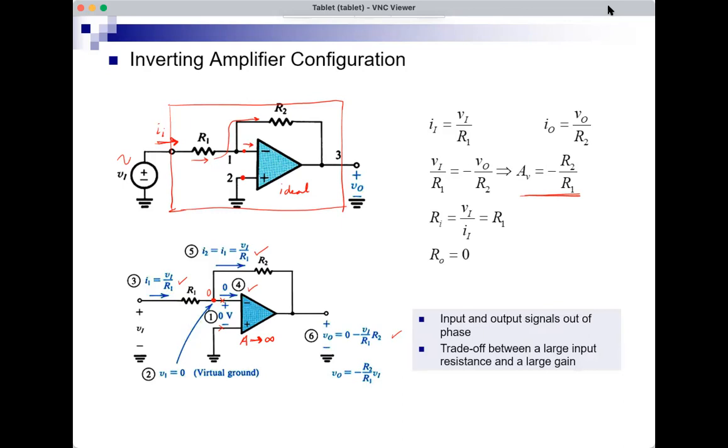Input and output are out of phase. There is a minus sign in the gain equation. And there is a trade-off between large input resistance and large gain. Because the input resistance is R1, if you want a large input resistance, you have to make R1 large. But if you make R1 large, the gain would suffer. Or you'd have to make R2 also large to keep the same ratio to get the same gain.